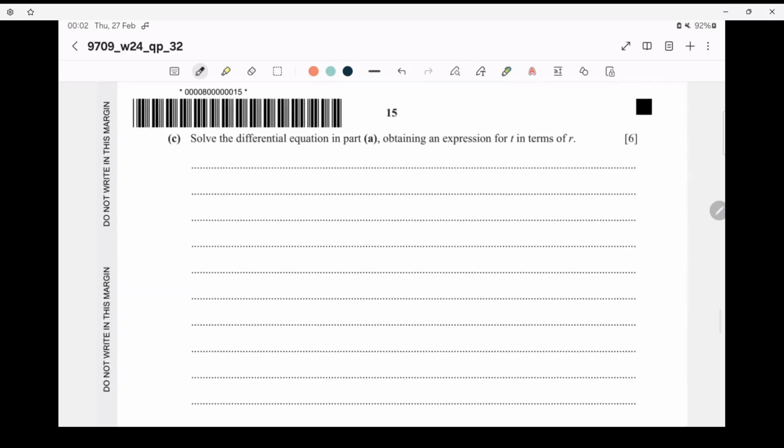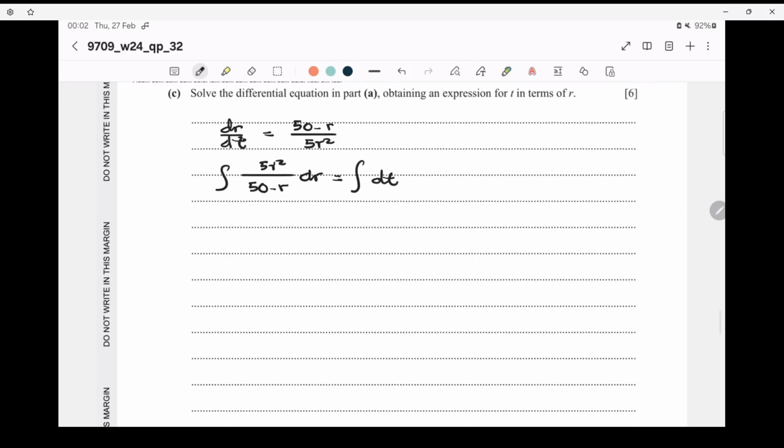Solve the differential equation. So dr over dt is given by (50 minus r) divided by 5r squared. So then what you need to integrate is (50 minus r) over 5r squared dr, integrate dt. So the thing is, you already found the remainder and quotient. So it means that what you need to integrate is this.